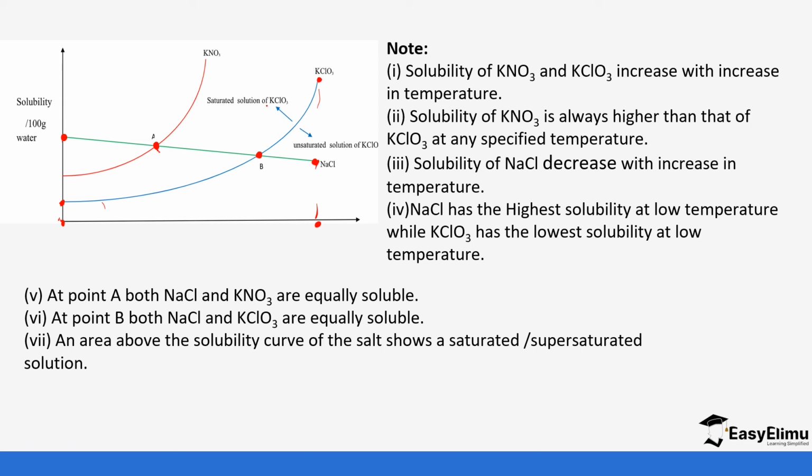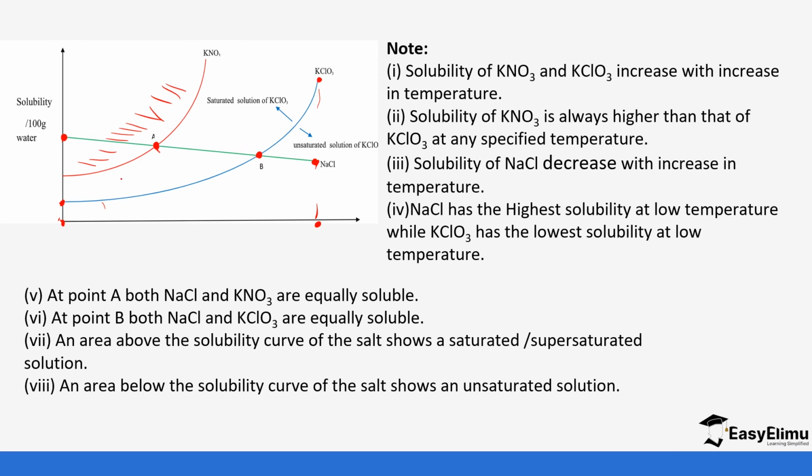The area above the solubility curves of the salt shows a saturated or supersaturated solution. So you can see this area above, for example for the nitrate, this shows the supersaturation, and then the area below it shows the unsaturated solution, like for example for potassium nitrate as we are shading it.